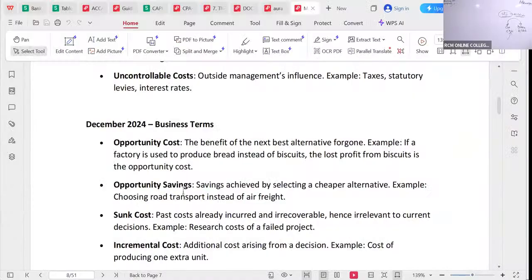Opportunity savings are achieved by selecting a cheaper alternative. Example, choosing road transport instead of air freight. Sunk costs are past costs already incurred and irrecoverable, hence irrelevant to current decisions. Incremental costs are additional costs arising from a decision. Example, the cost of producing one extra unit.